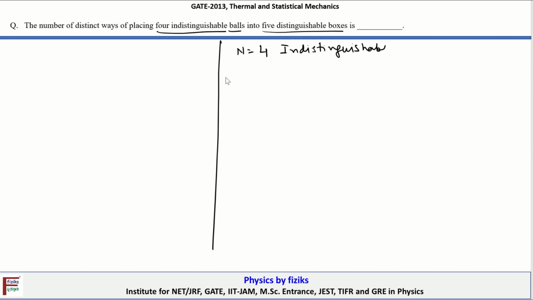So let's take a look at the next problem. The question is the number of distinct ways of placing 4 indistinguishable balls into 5 distinguishable boxes. So here we are given n is equal to 4 indistinguishable balls, and the number of distinguishable boxes, that is G, is equal to 5. These are distinguishable.